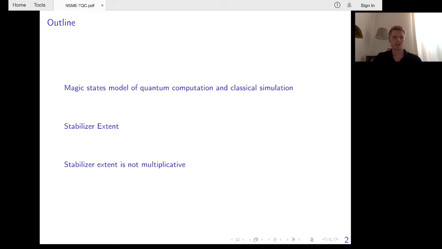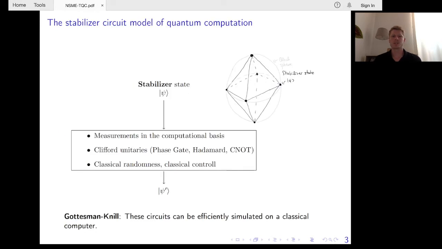Okay, so let's start with the stabilizer circuit model of quantum computation. In this model, your input for your quantum algorithm is a stabilizer state. A one qubit stabilizer state is one of the 6 vertices of this octahedron inscribed inside the Bloch sphere. And the quantum operations you allow to modify your stabilizer state are measurements in the computational basis, Clifford unitaries. These are spanned by phase gates, Hadamards, and CNOTs, and you're allowed to use classical randomness and classical control. Well, this is a pretty nice model.